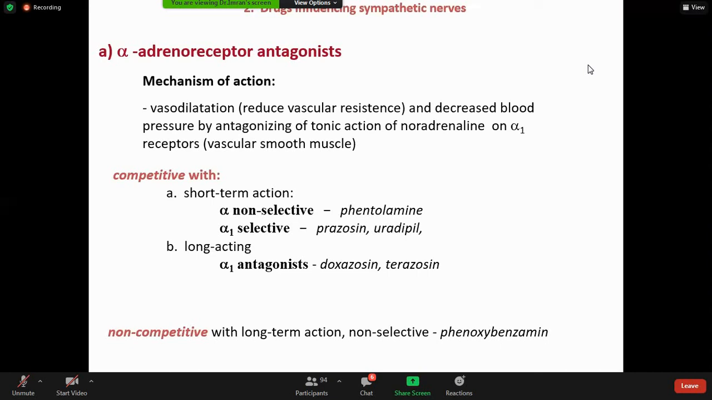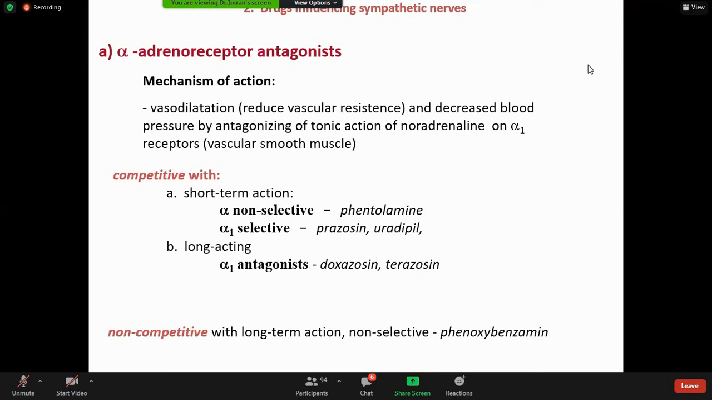So short-term action, alpha non-selective, what does it mean? That means phentolamine blocks both alpha-1 and alpha-2. Alpha-1 selective is prazosin, one of the drugs that is being used commonly. These are the selective alpha-1 blockers. Long-acting alpha-1 antagonists, we have doxazosin and terazosin, right? So these are also selective alpha-1 blockers, but having a long action, right?